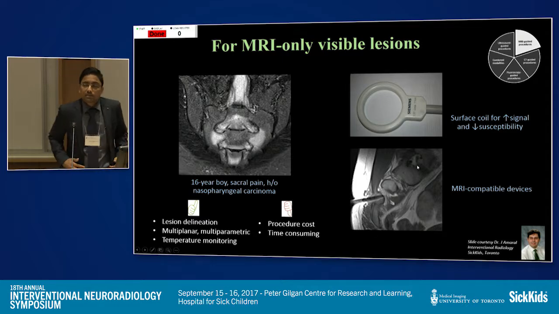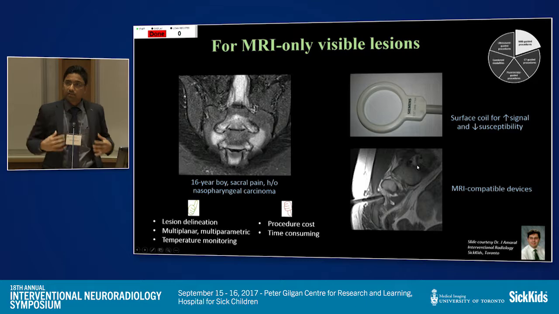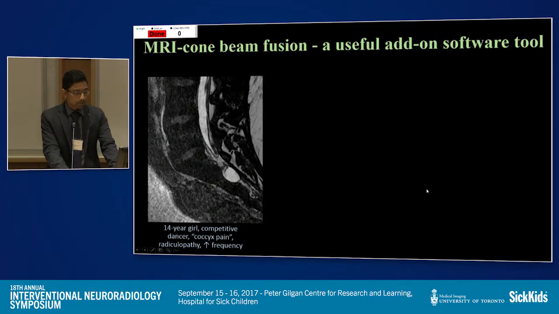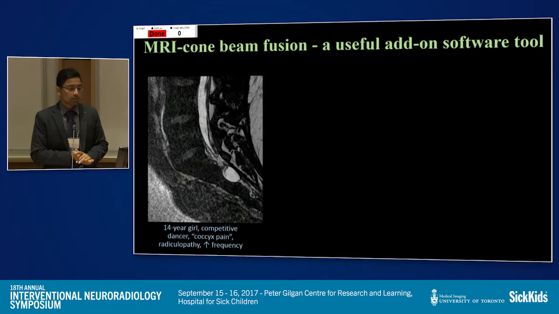But with lesions such as this, which are more superficial, a surface coil can bump up the SNR and improve visibility. The other option is to actually bring the MRI environment into the IR environment instead of doing the procedure in the MRI. And we have started using that for a lot of cases which are, again, better seen on the MRI. Smaller lesions increase the confidence of performing a procedure with those lesions. And we call that MRI cone beam fusion.